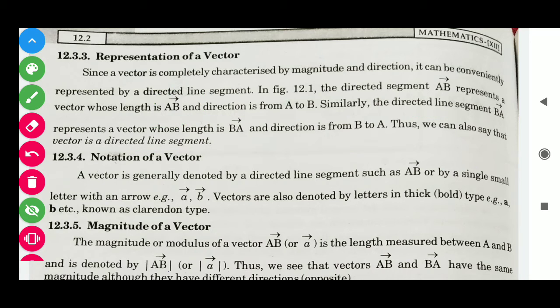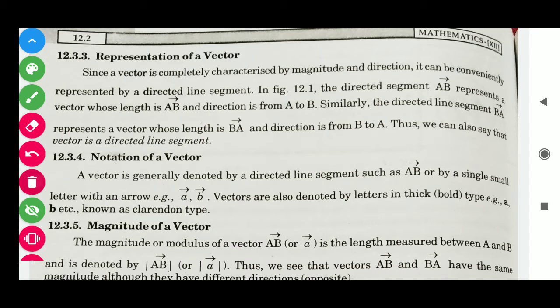Next, notation of a vector. A vector is generally denoted by directed line segment AB or by a single small letter, that is a. And here we have the notation of arrow. This denotes the vector. Vectors are also denoted by letters in bold type, for example a, b, etc.